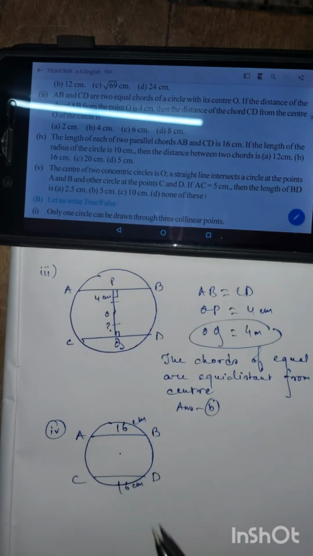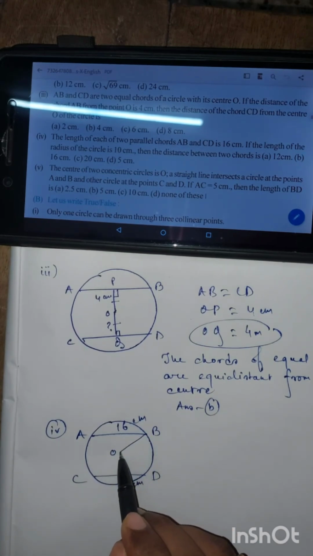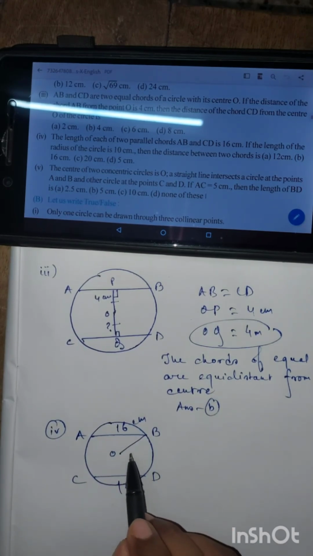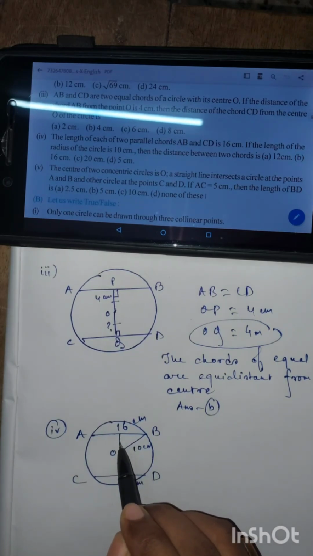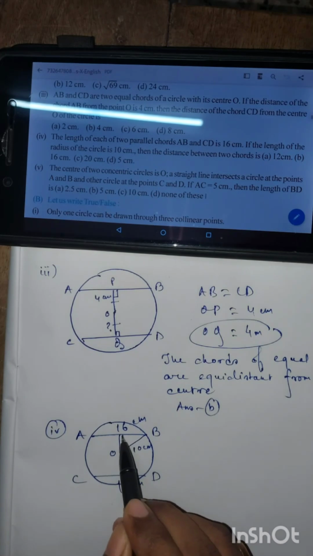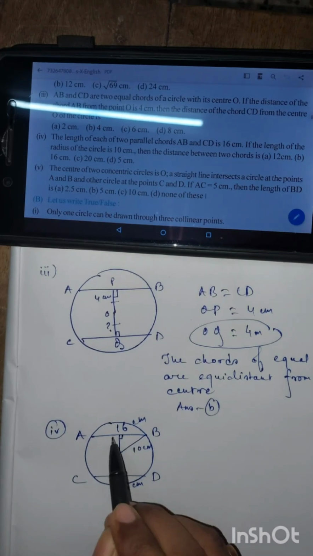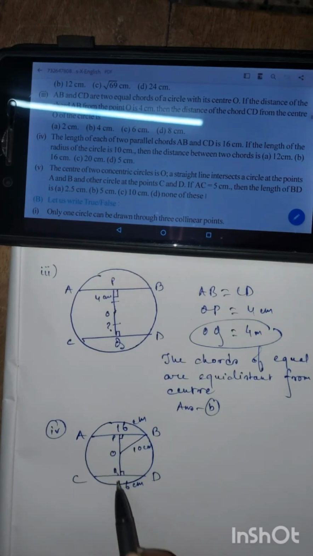Now this is the center and the radius is given, that is 10 centimeter. Radius is given, radius is 10 centimeter. Now we need to find out the distance between the two chords. So this distance we need to find out. So we need to find out PQ.